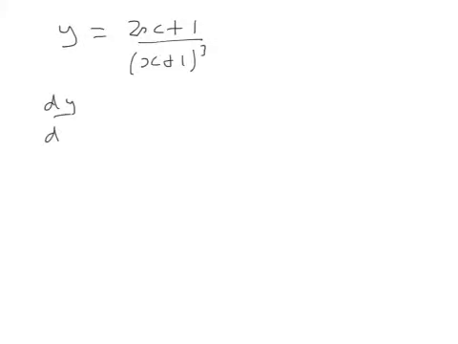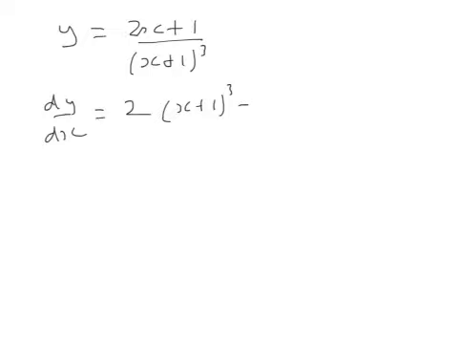Now let's do part E. I've got y equals 2x plus 1 over x plus 1 cubed. So dy by dx, this is a quotient. So differentiate the top one first, 2. Leave the bottom one alone.